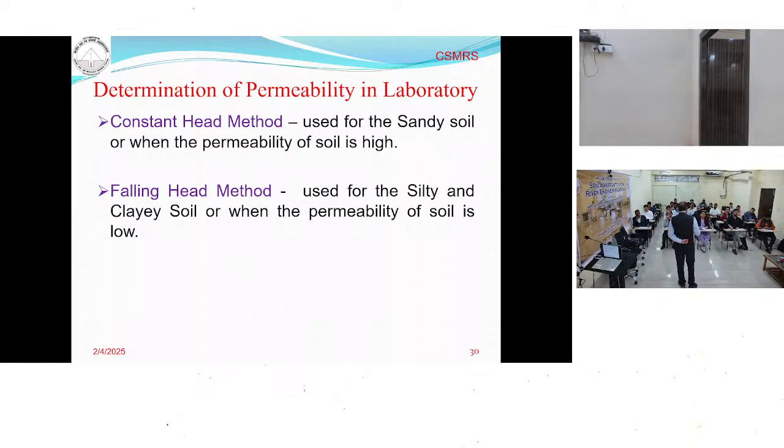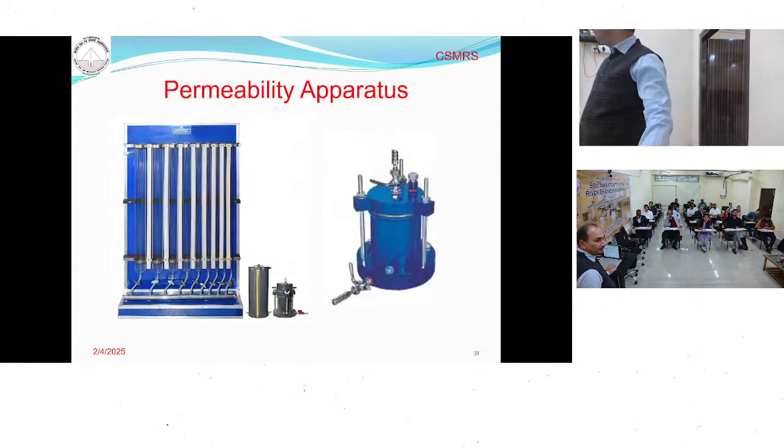So the constant head method is used for sandy and gravelly soils, when the permeability is high. And the falling head method is used for clay soil, when the permeability is low.